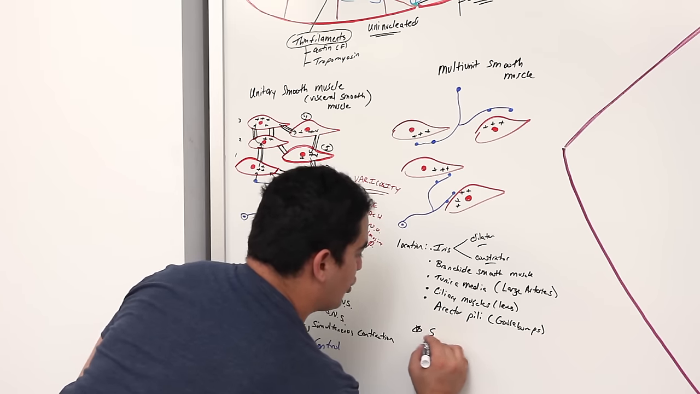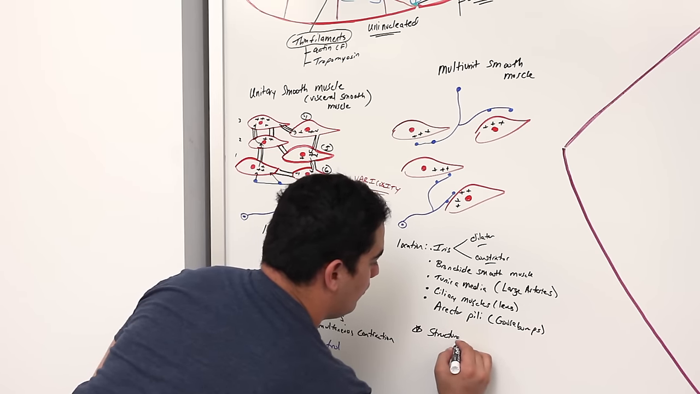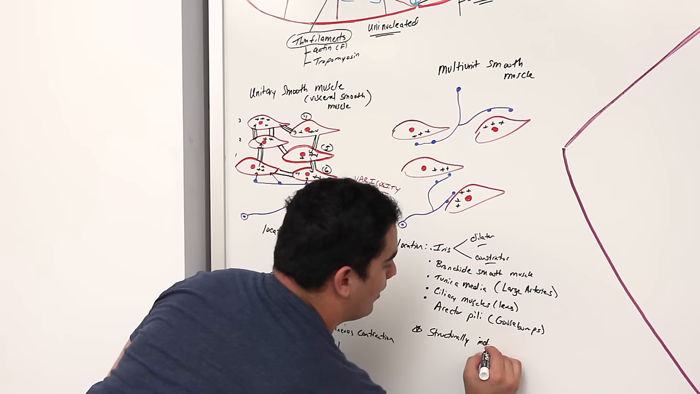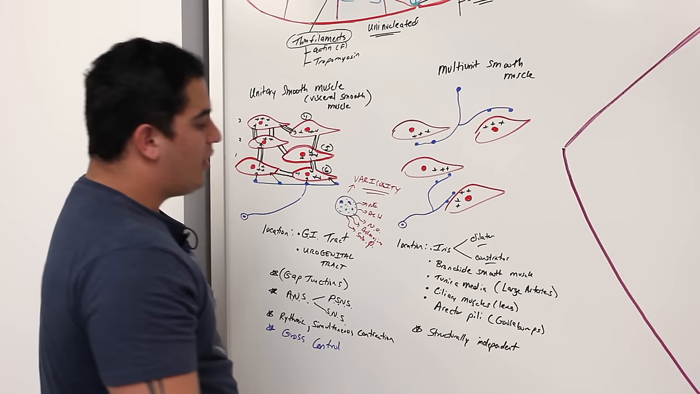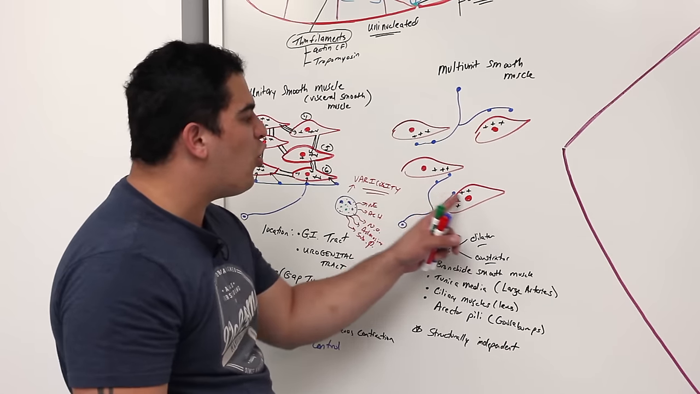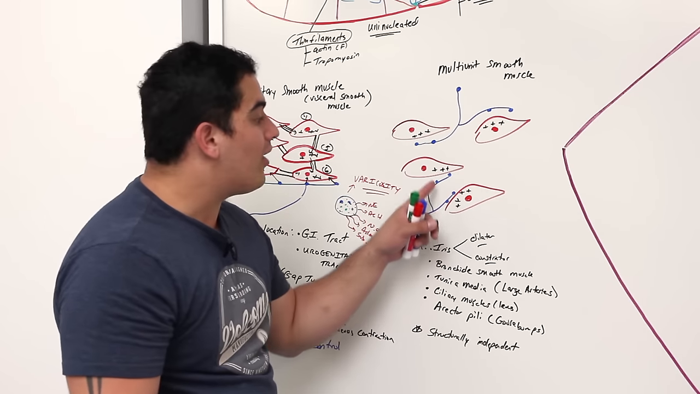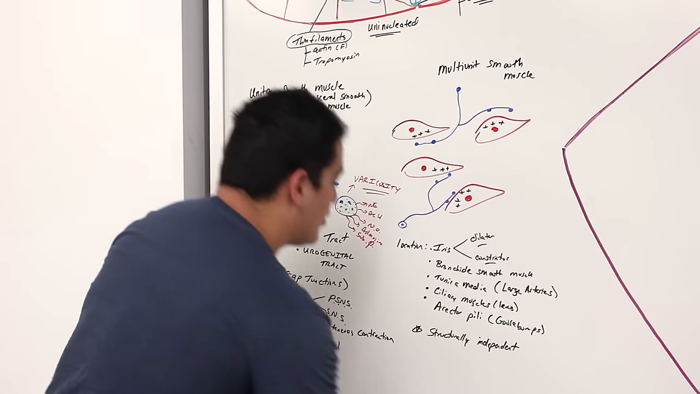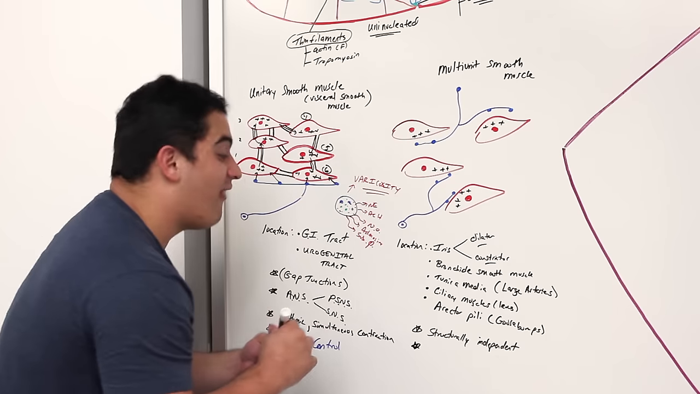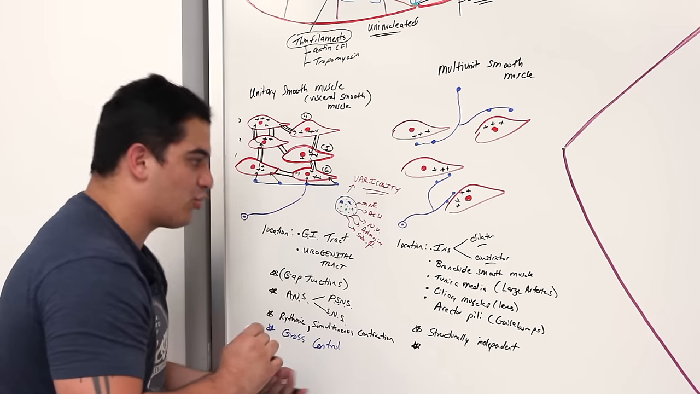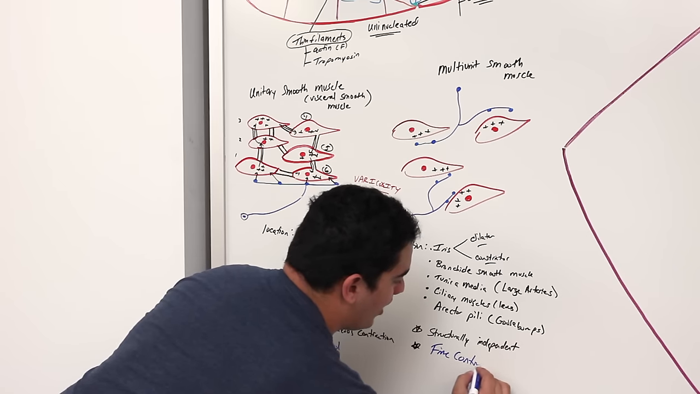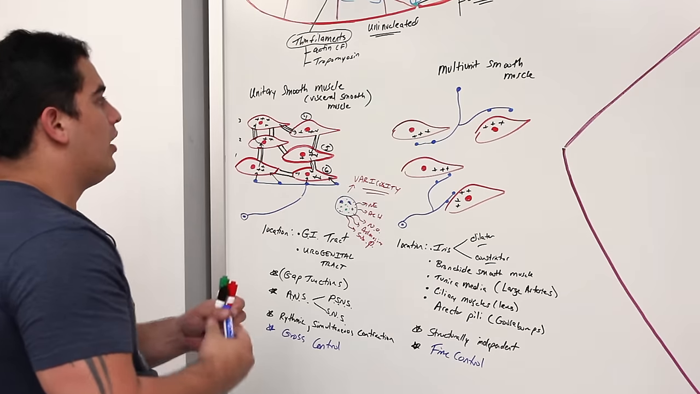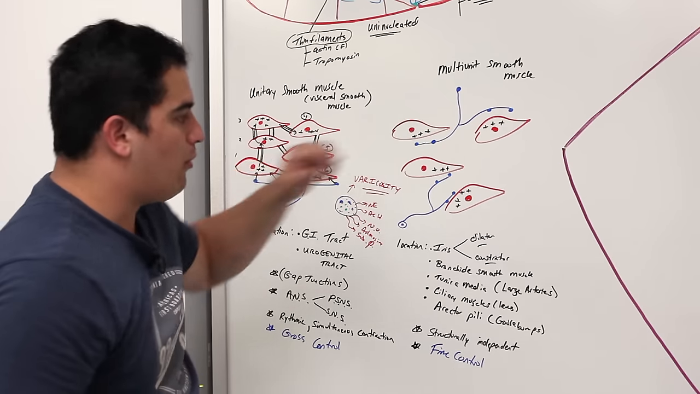So let's write that there. They are structurally independent. All right. So this one, because they have so many nerve endings, is going to be very excitable. So these are more for the concept of fine control, very finely controlled activity. Okay? So we understand that. That's the difference between unitary smooth muscle and multi-unit smooth muscle.